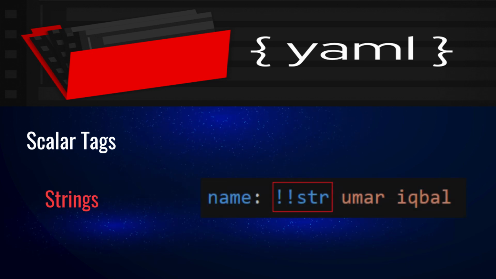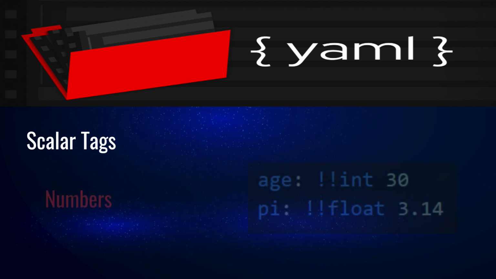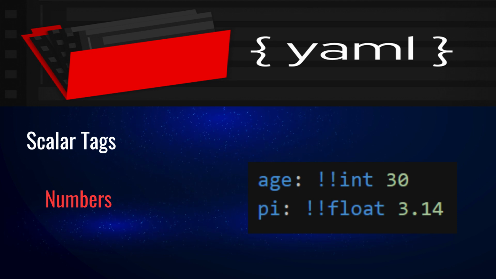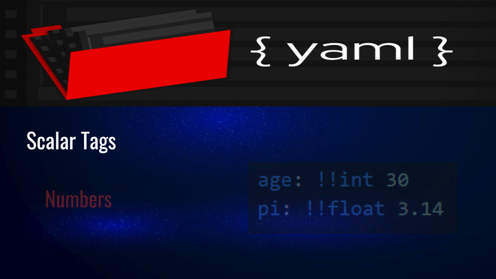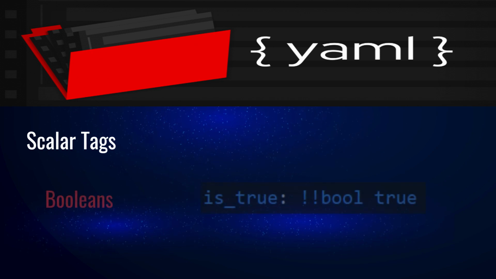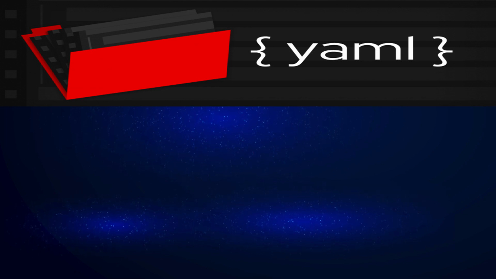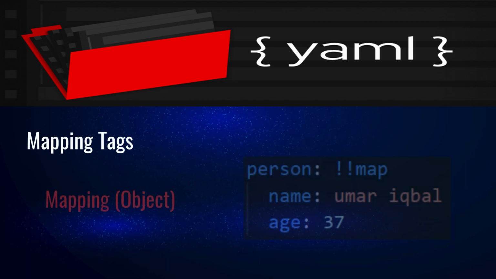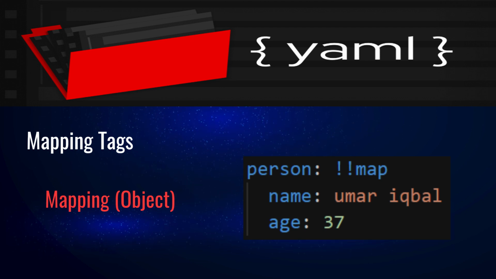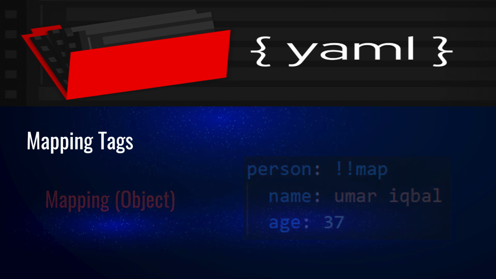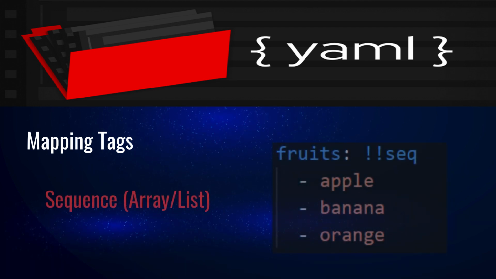This tag indicates that the value should be treated as a string. The first line specifies an integer, while the second line specifies a floating point number. This tag specifies a Boolean value. This tag type specifies that the value should be interpreted as a mapping, similar to an object in programming languages. Sequence tag specifies that the value should be interpreted as a sequence, similar to an array or list in programming languages.